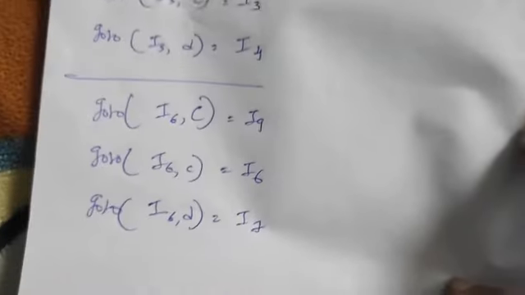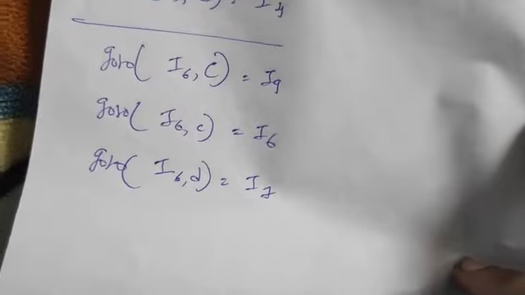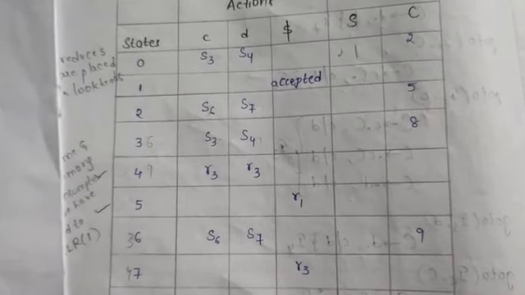Okay, and in I6, capital C is I9, small c small d are 6, 7. In the sixth state, capital C is nothing but 9, and small c and small d are nothing but S6 and S7. Based upon this, we'll note down the shift statements in these productions. In the remaining places, the R, that means reductions, will be placed.